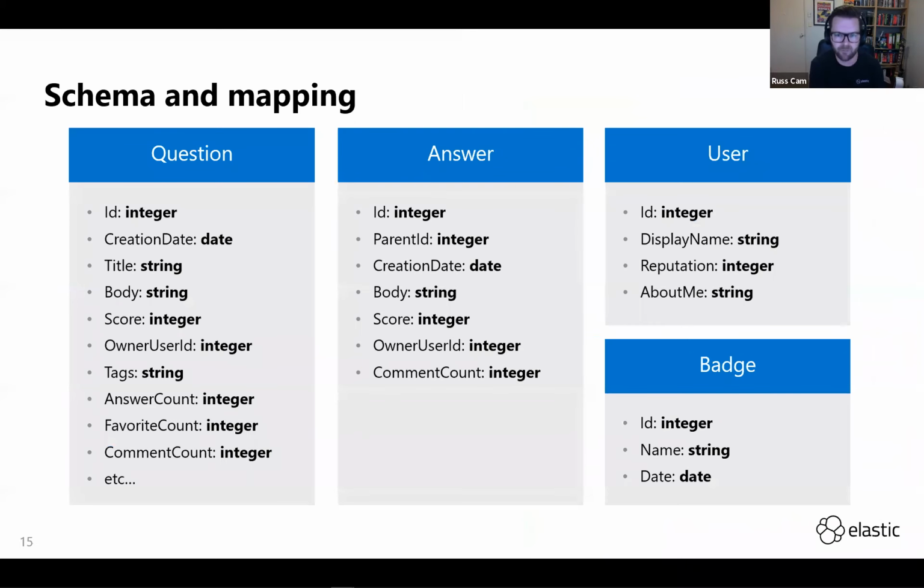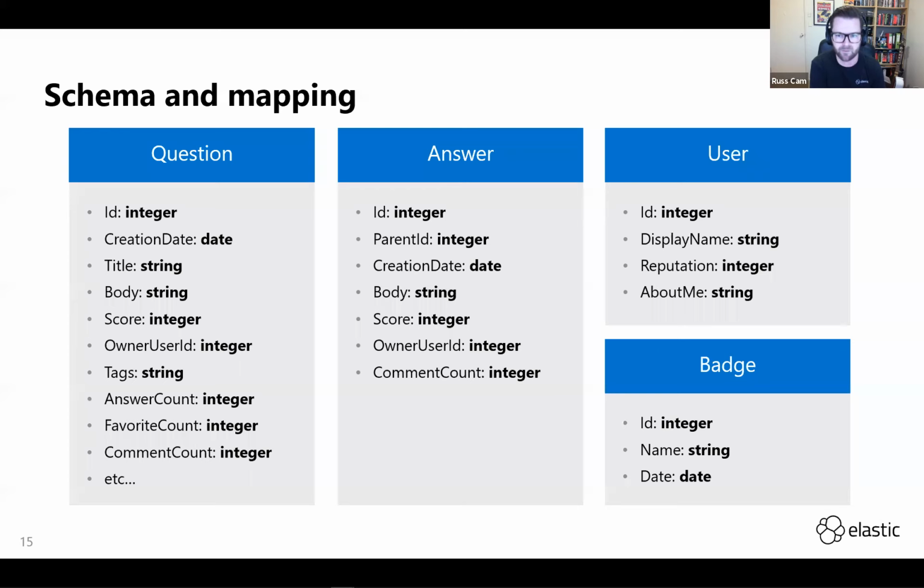So we've gone through the Stack Overflow schema, and we've gone through the files, and we've had a look at the data, and we've come up with this mapping of how those map to these particular entities. So we've got 4 entities here. We've got questions, we've got answers, users, and their badges.